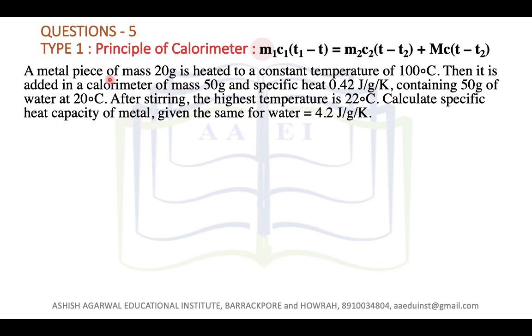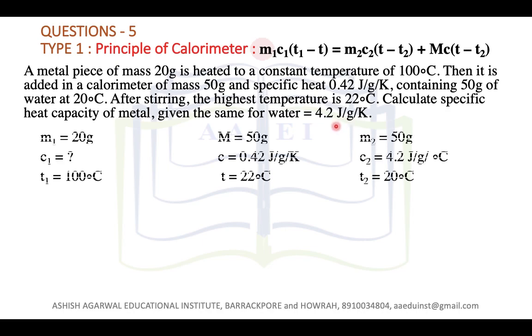The metal we take on the first half, that is the left hand side. The specific heat capacity of water, the C2 value, is also given. So these are the parameters given. On the left, the higher temperature part: mass 1 is 20 gram, T1 is 100 degrees Celsius, and C1, the specific heat capacity of the metal, is missing, a question mark. The right hand side will take care of the cold, lower temperature part.